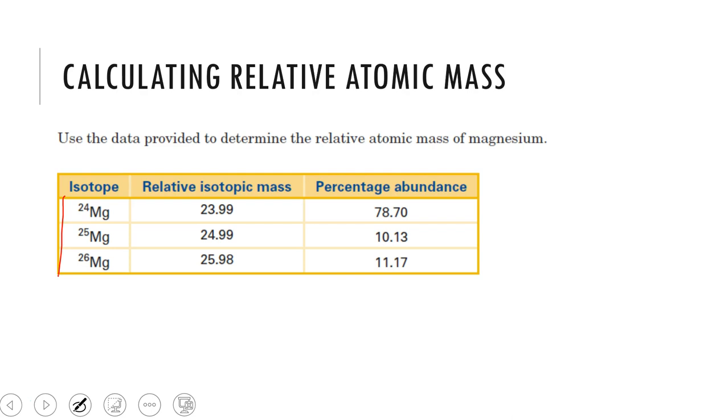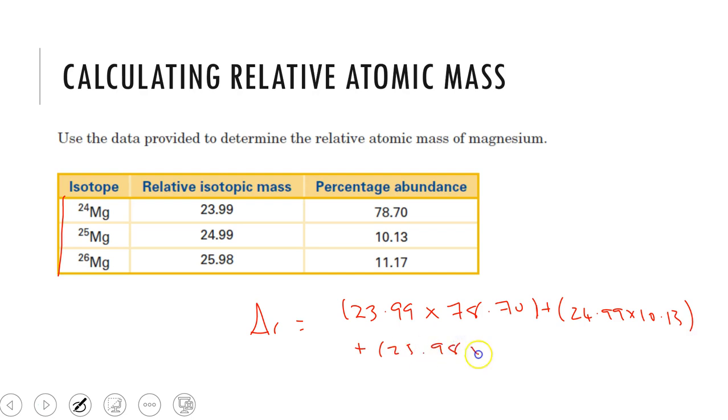So if we want to calculate the relative atomic mass, we need to remember our formula. The relative atomic mass is going to be equal to the isotopic mass, so 23.99 multiplied by its percentage abundance, which is 78.70, plus for the next one, 24.99 multiplied by 10.13, plus, I'm running out of space here, sorry, 25.98 multiplied by 11.17. So we're going to do those sums, add them all together, and then divide the whole thing by 100.